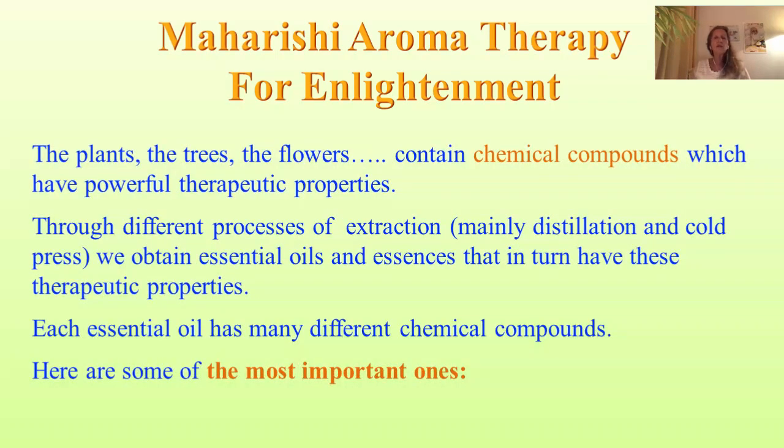The plants, the trees, the flowers contain chemical compounds which have powerful therapeutic properties. Through different processes of extraction, mainly distillation and cold press, we obtain essential oils and essences that in turn have these therapeutic properties. Each essential oil has many different chemical compounds. So we are going to look at some of them. It is important to know the chemical compound.